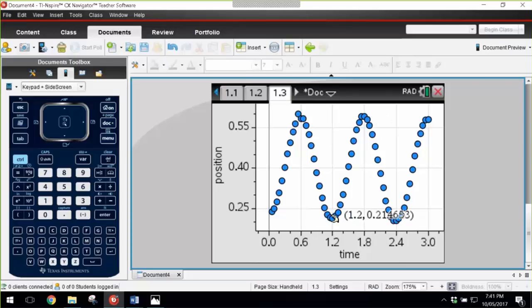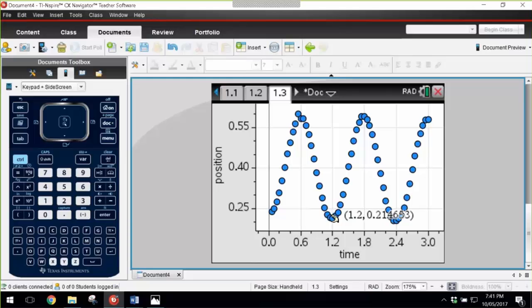I know you could store the points, but I want the students to interact with it. At the trough, 1.2 seconds, and the displacement is 0.215 meters, for example. So I've got my 2 points. So then that's what you need to do.